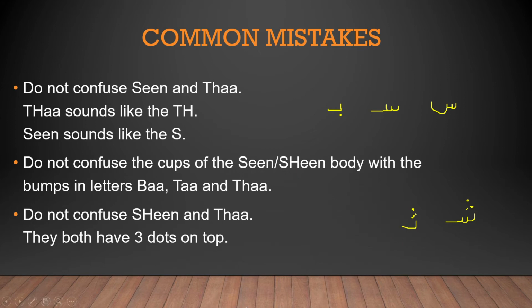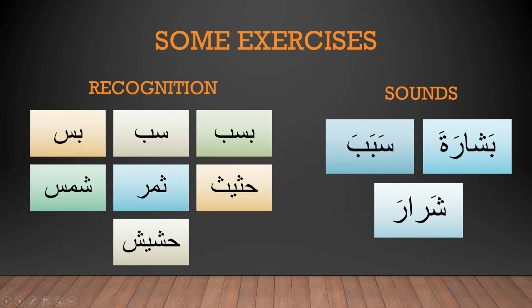Alright? Now, in order to be able to differentiate between them, I have prepared some exercises for you. As you can see, there are 2 types of exercises. Recognition, that is in the text, and sounds, which is when we hear them. When we hear, we should be able to differentiate seen and sheen, and when we are reading the text, we should be able to differentiate ba, sa, sheen, and seen. So, let us begin first with the recognition one.